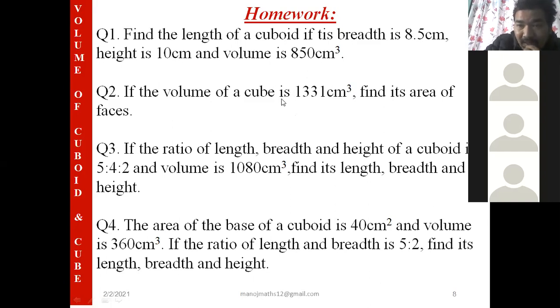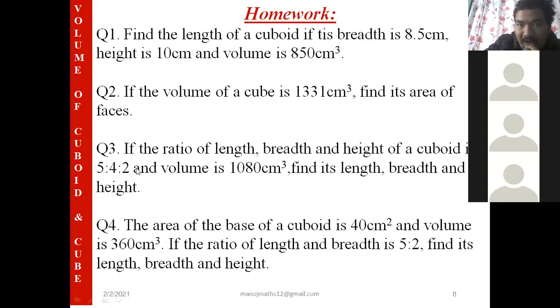Then what is the value of L? L means cube root of volume. Understood? Okay, sir. Understood. My answer came, sir. When you find the cube root of 1331, you will get 11 centimeter. Are you clear?